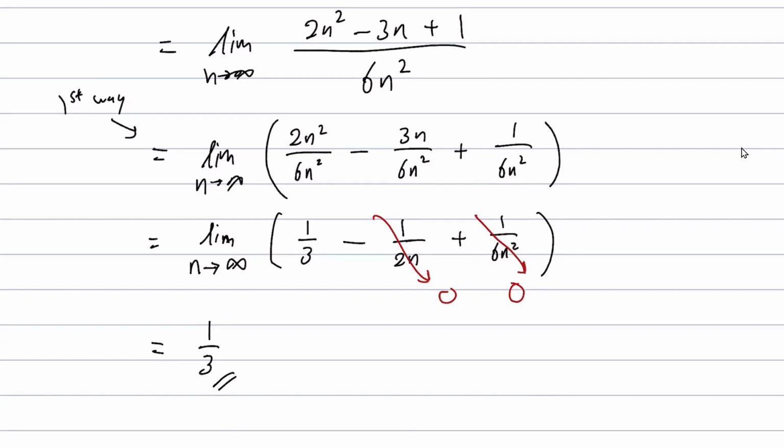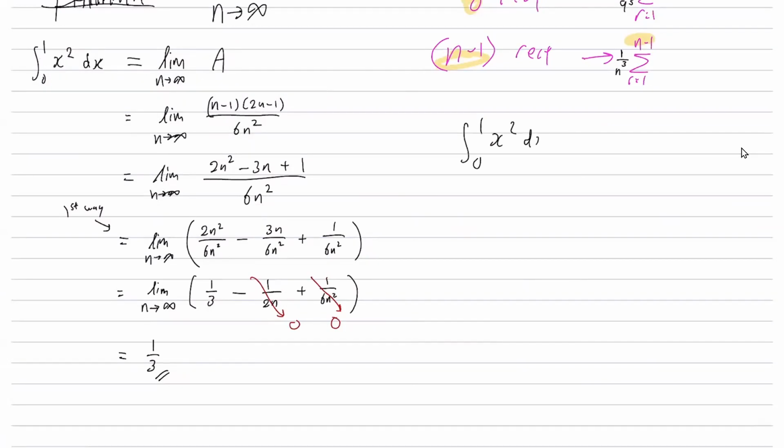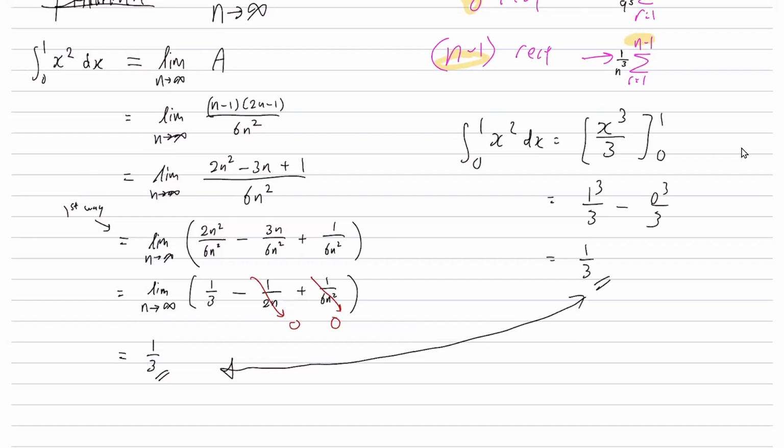So this is using the formula. But let's check. We can also integrate x squared on our own, right? We know how to do that. X to the power 3 divided by 3, since 2 plus 1 is 3. Then from 0 to 1, just substitute in 1 cubed over 3 minus 0 cubed over 3. What's that? 1 over 3. Same answer.